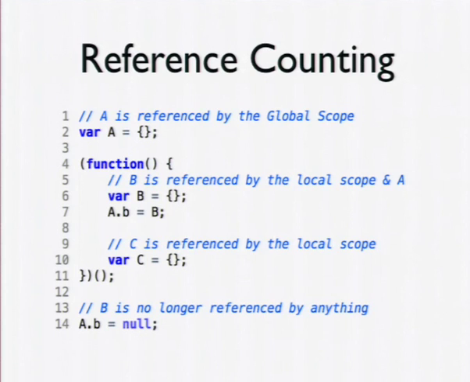So after that function exits, B still exists in the heap and it won't be freed. And then at the very bottom, we're going to null out that reference. At that point, B doesn't have any references, therefore it will also get collected.